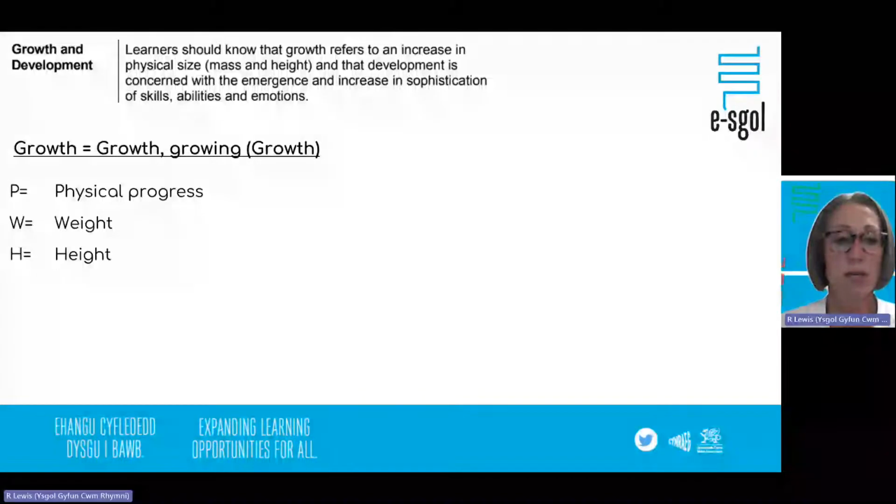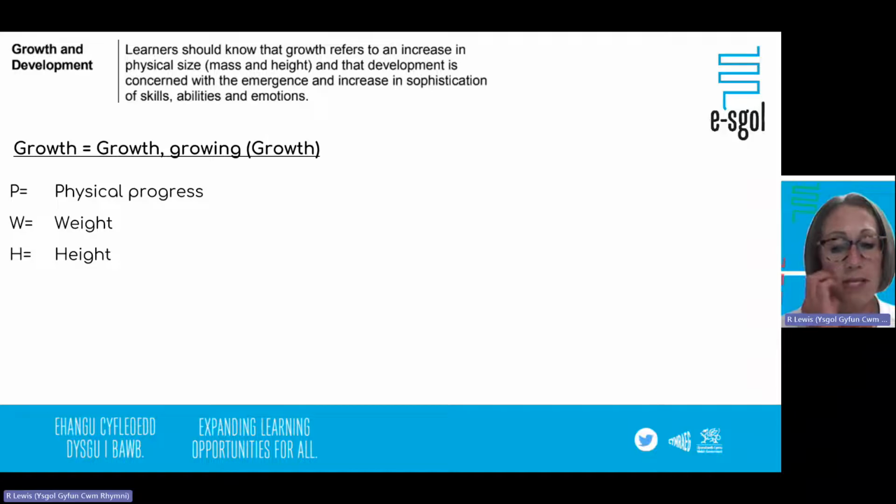or physical change, so that's why we have the P. It's involved with your physical growth and also your height slash length, obviously depending on the age of the person that you're actually measuring. So PWH is a very simple way of remembering what the meaning of growth is.